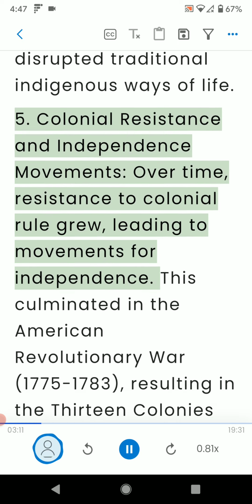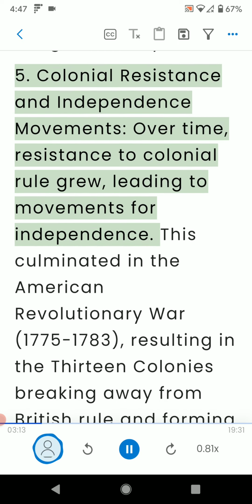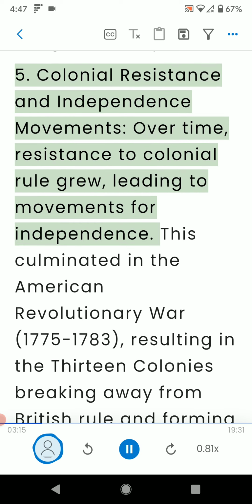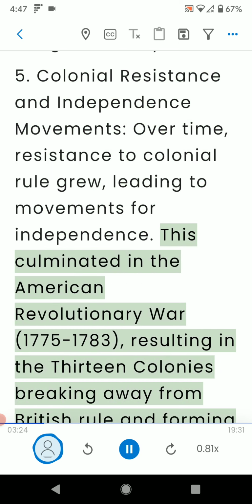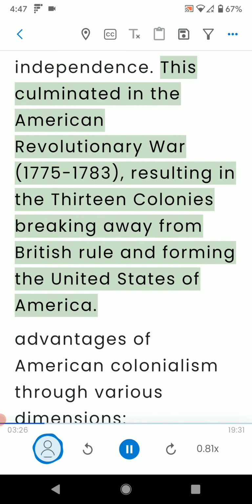5. Colonial resistance and independence movements. Over time, resistance to colonial rule grew, leading to movements for independence. This culminated in the American Revolutionary War, resulting in the 13 colonies breaking away from British rule and forming the United States of America.